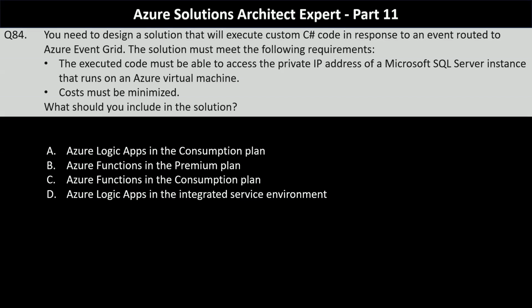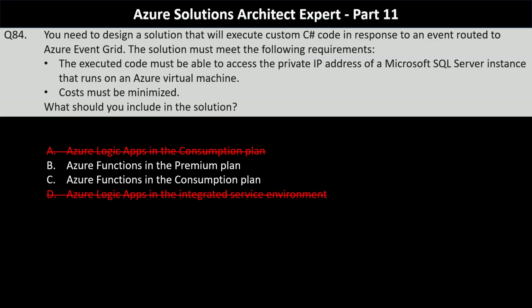Your options are Azure Logic Apps in the consumption plan, Azure Functions in the premium plan, Azure Functions in the consumption plan, Azure Logic Apps in the integrated service environment. Folks, first thing to take into consideration is the need to run custom C# code. So you can rule out any options containing Azure Logic Apps, as Logic Apps are not designed to run custom code. Logic Apps are a low-code or no-code service designed to orchestrate workflows using built-in connectors and actions. This leaves us with both the options related to Azure Functions.